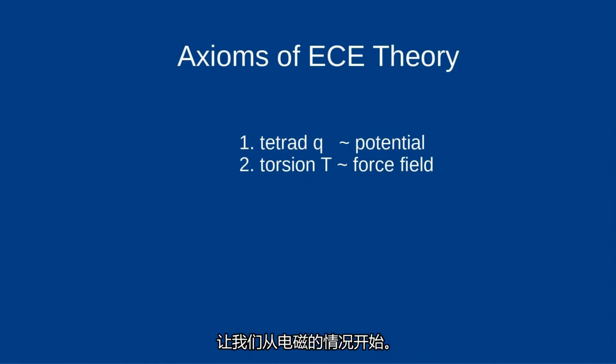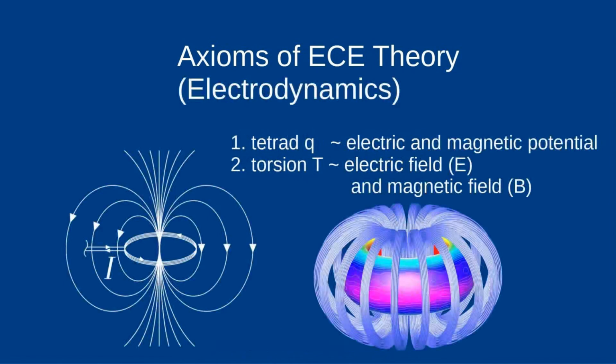Let's start with the electromagnetic case. Then the potentials are the electric scalar potential and the magnetic vector potential, and the torsion corresponds to the electric and magnetic fields.